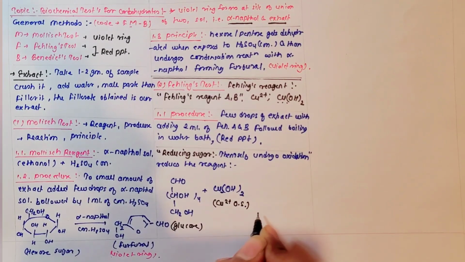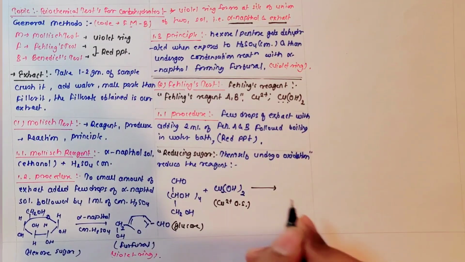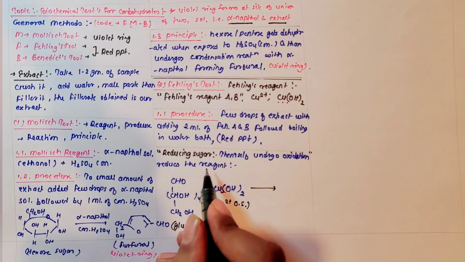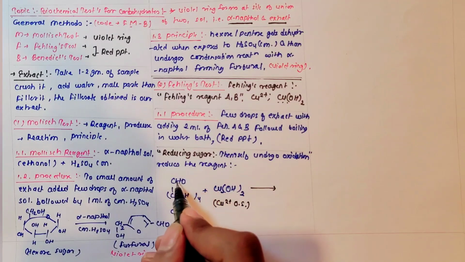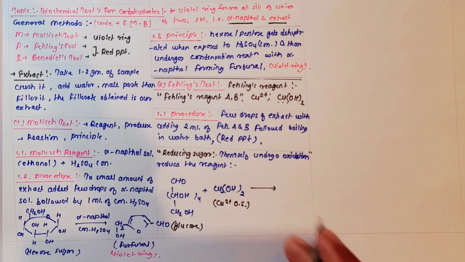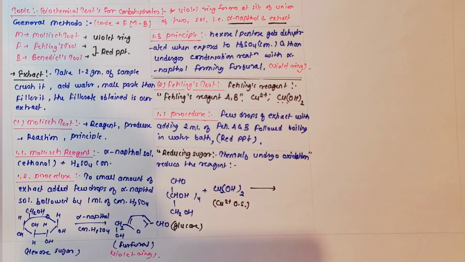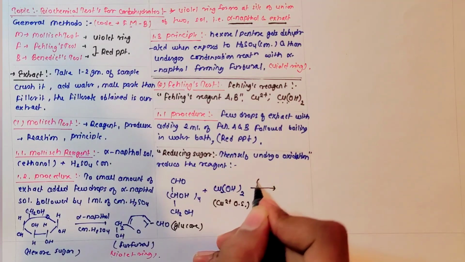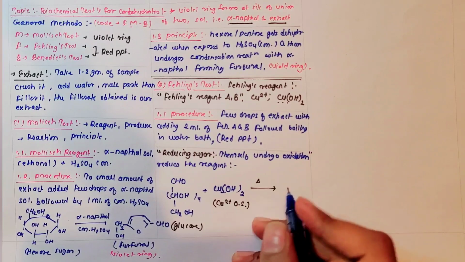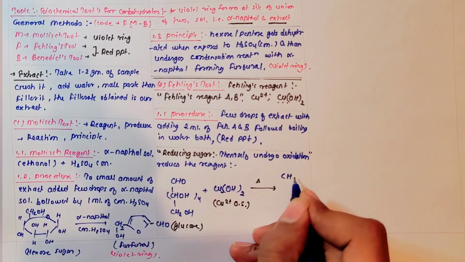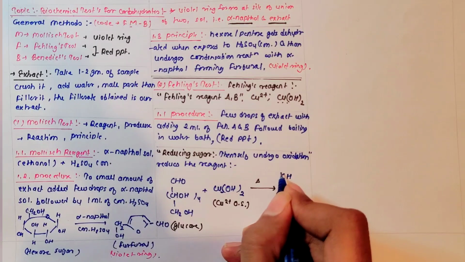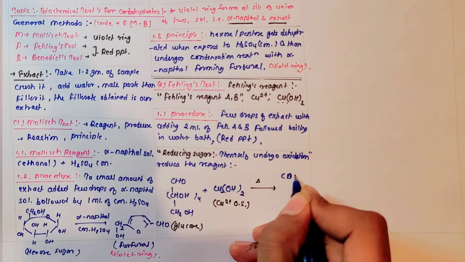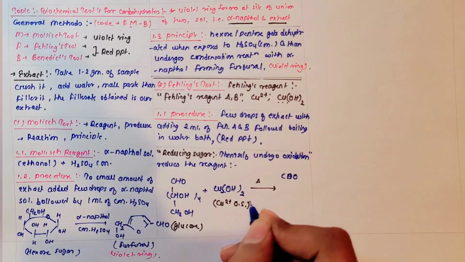That is very important. So as I said, the reducing sugar reduces the reagent and itself gets oxidized. So when the glucose gets oxidized, when we provide some heat, it will form this thing, C double bond O, there is no H.